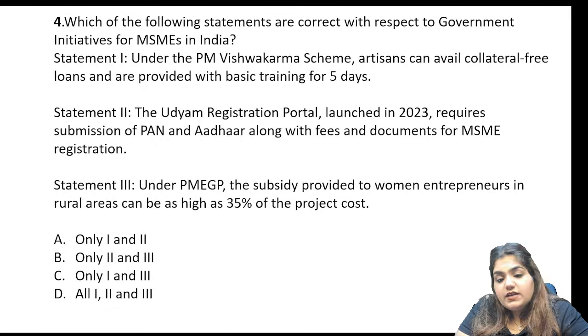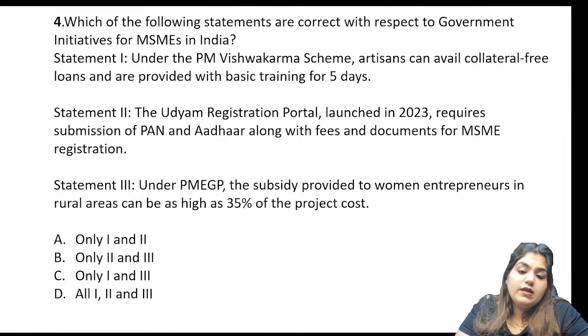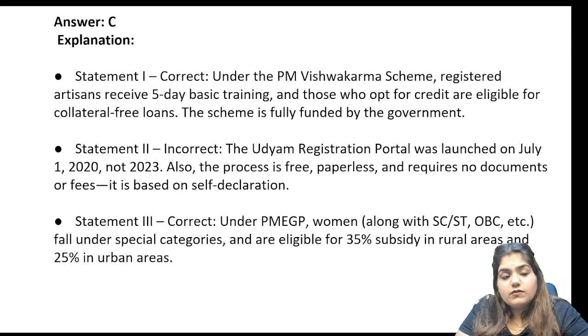Statement number 1 is correct. Statement number 2 is incorrect. The Udyam registration portal launched in 2023 requires submission of PAN and Aadhaar along with fees and documents. This is incorrect. First of all, Udyam was launched in July 2020 and it is paperless. There is no document or fees. A self-declaration is sufficient. Statement number 2 is incorrect. That will give us C as the correct answer.